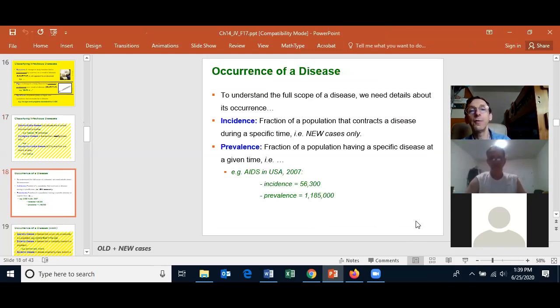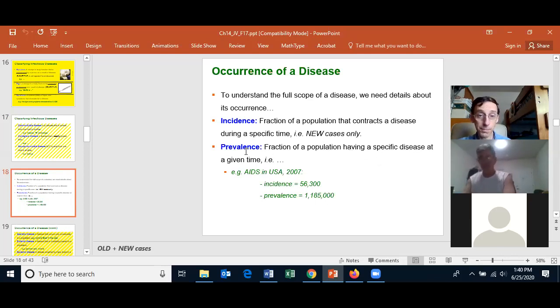So let's move on to talking about the occurrence of a disease. To understand the full scope of disease, we need to know the details about its occurrence: how many old cases there are, and how many new cases there are. The incidence is the fraction of a population that contracts a disease during a specific time. So the incidence is looking at the new cases only.